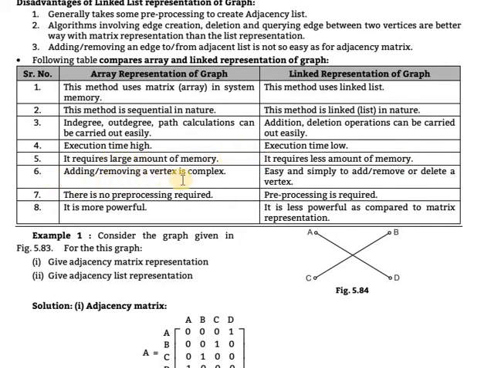Adding or removing a vertex is complex; it is easy to simply add and remove or delete a vertex. There is no pre-processing required, pre-processing is required. It is more powerful, it is less powerful compared to matrix representation. It is easy to write, but it is complex. That is static, constant, not changing; for the execution time, it changes. So these are the differences.